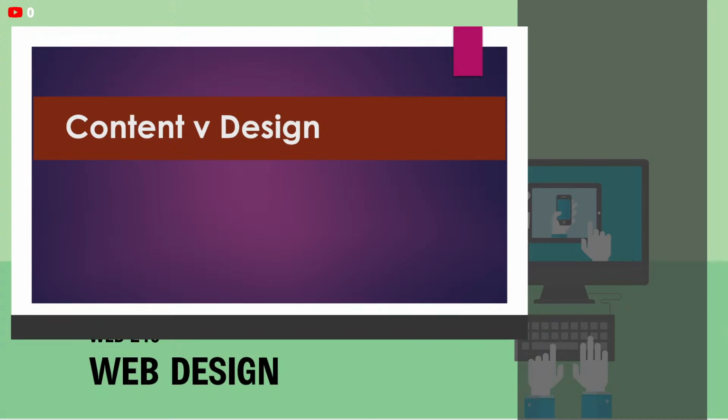Just like usual, we're talking about theory and how we can think about this theory as we are working toward practice. So we're talking about content versus design. One of the ideas we think about in web design is separating the content from the design. When we are trying to separate content from design, what exactly does that mean, and how can we do it?